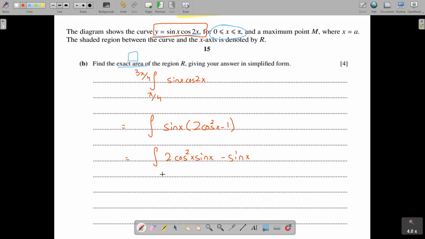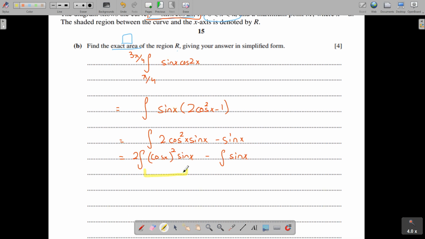Now I can just take 2 as common and write this as 2 times the integral of cos x whole squared sin x, minus the integral of sin x, right? It wouldn't be a problem. Now if you notice, this is the same as the power rule which we discussed right now, which was the integral of f of x whole power n, times f derivative of x, should be equal to f of x whole power n plus 1 divided by n plus 1. Oh, this was n, by the way.